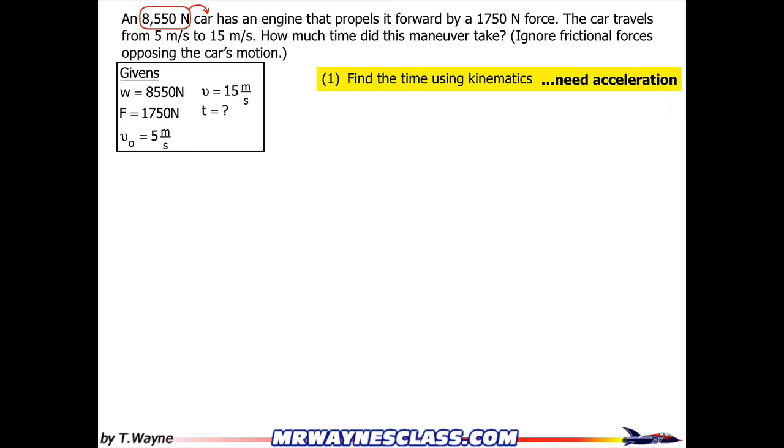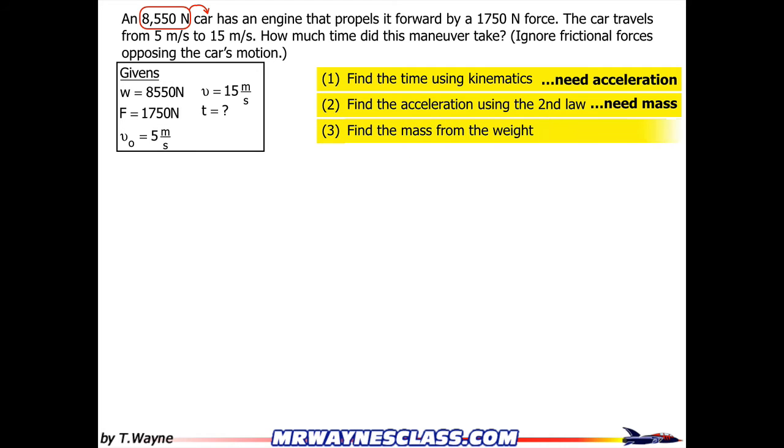To find the acceleration, if I look at my givens, maybe I could use the second law. So my second step is finding the acceleration using the second law. Almost. I don't have the mass, so I need to find the mass. Well, I can find the mass from the weight, W equals mg. So these are the steps in backwards order. I started with the end of the problem and worked my way up to the front. So how I'm going to approach this problem is reversing it. So 3 becomes 1, 1 becomes 3.